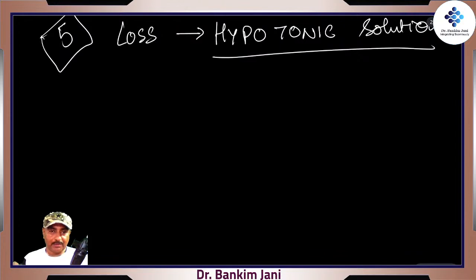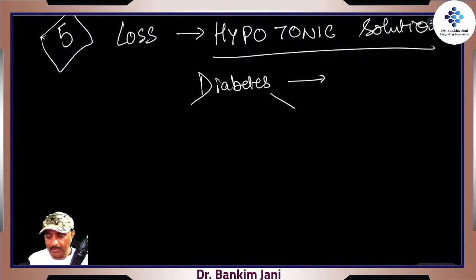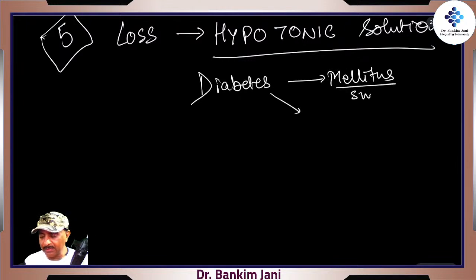Now, to explain this, I need to take you on a small journey, right? We know about diabetes, right? There is diabetes mellitus, right? Mellitus means sweet. Why is it sweet? It is because the sugar is going out into the urine, right? So that is diabetes mellitus.